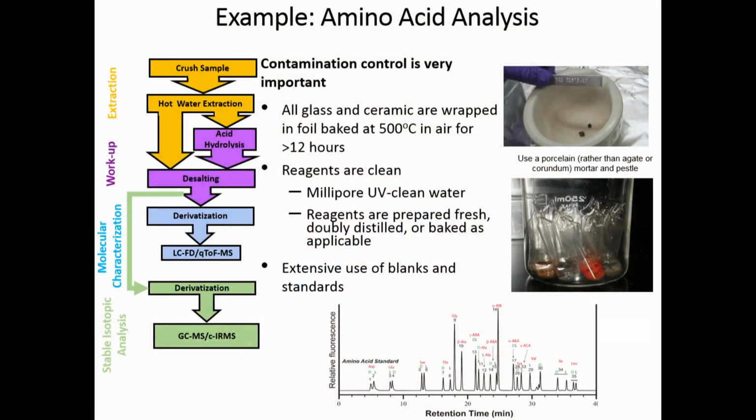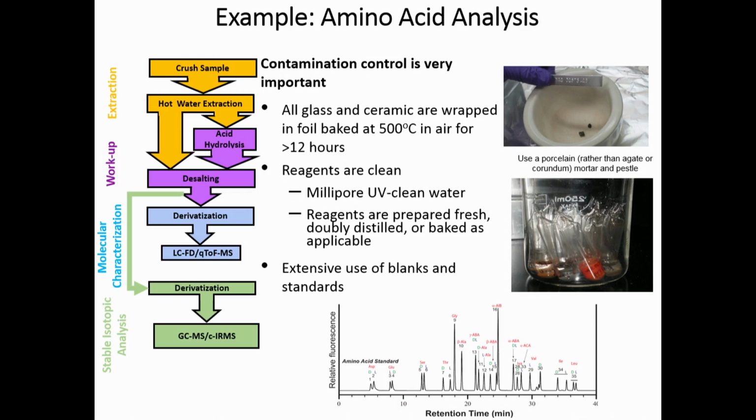I'm going to focus most of my examples today on amino acid analyses because that's an area that our lab has done a lot of research in, although we've done some other compound classes, and more and more compound classes now. But if we want to look at amino acids in an extraterrestrial sample, we start by crushing the sample. So here's an example of taking a little bit of meteorite, crushing it in a mortar and pestle. We do a hot water extraction because we know that our target molecules are soluble. We usually split the extract in half and we'll acid hydrolyze half of the extract. That helps to liberate amino acids from bound forms or from precursors. We do desalting. That helps to get rid of some of those interferences.